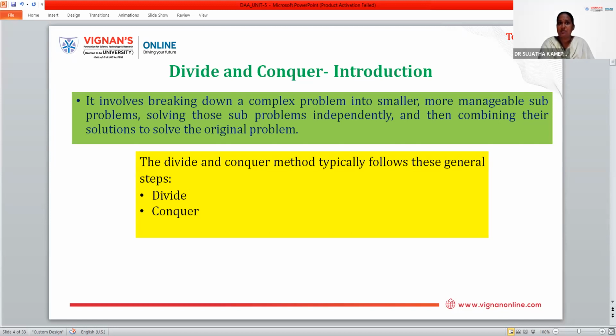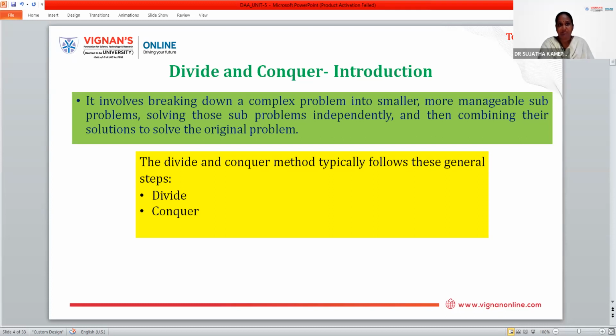Coming to conquering, solve each of these subproblems recursively. If the subproblems are small enough to be solved directly, then we go for solving them. Otherwise, we again apply the divide and conquer method to each of these subproblems, breaking them down into even smaller subproblems and so on. This process continues till we get the smallest subproblems which can be solved without further splitting. Once the subproblems are solved, combine their solutions to obtain the solution to the original problem.